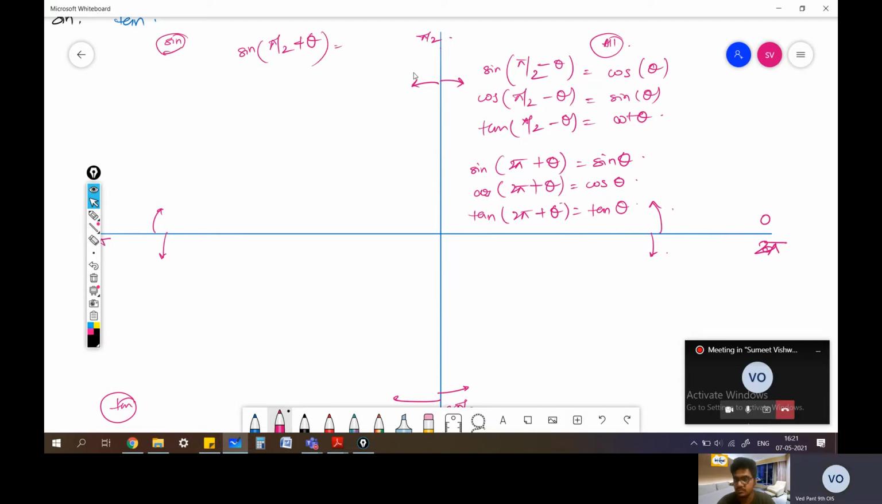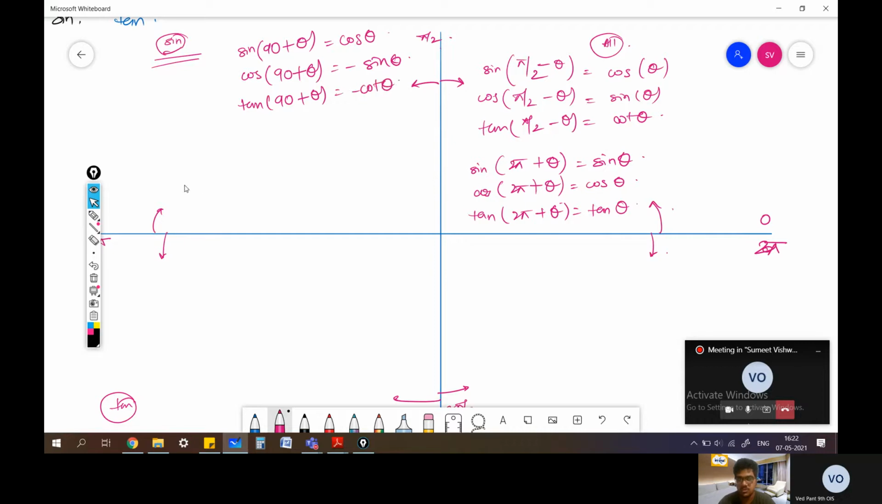Can you do this in degrees because the pies are getting a little confusing for me? Okay, I'll write in degrees. So you mean to say that sine of 90 plus theta will be cos theta? Yes. But cos of 90 plus theta will be minus sine theta. Why minus? Because we already know only sine function will remain positive, the rest all will be negative. Similarly, tan of 90 plus theta will become minus cot theta.